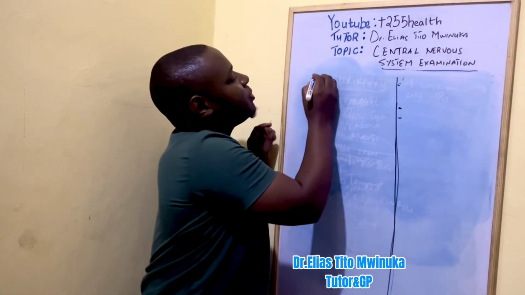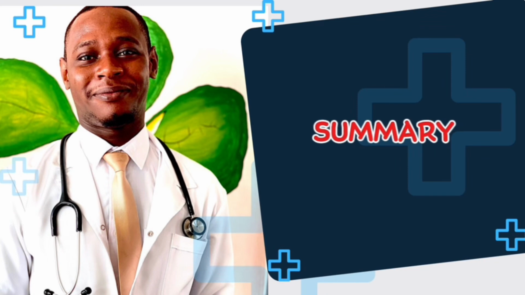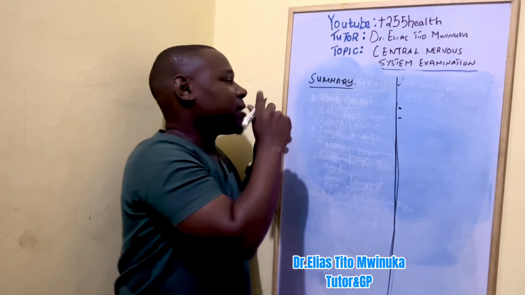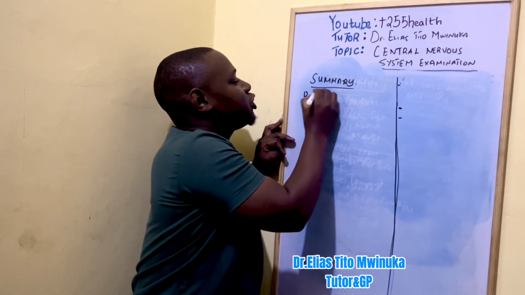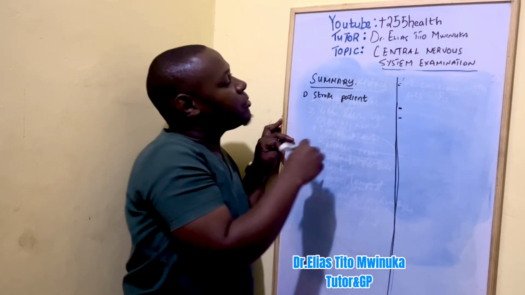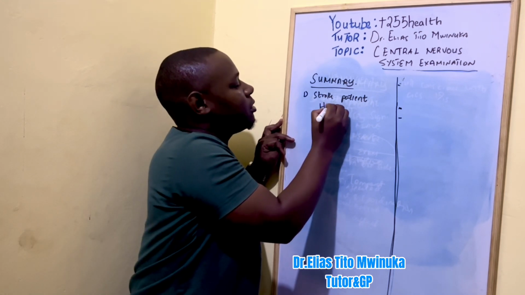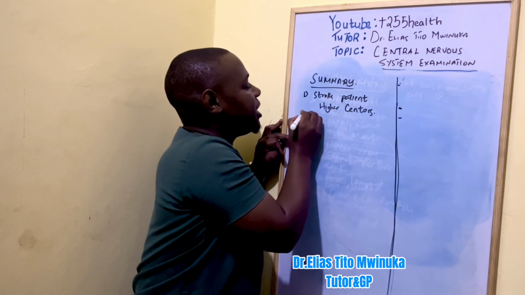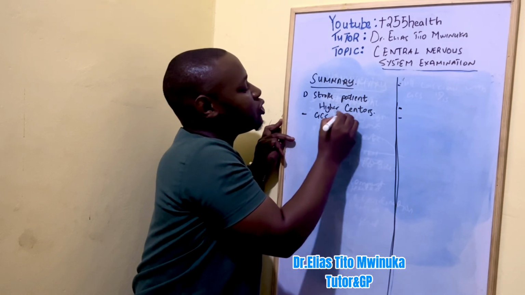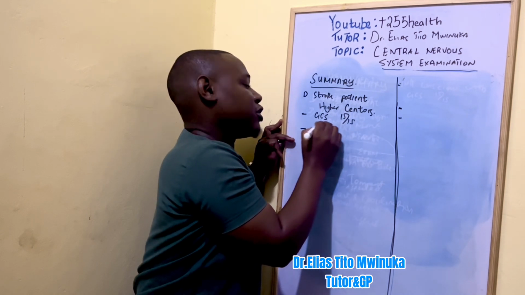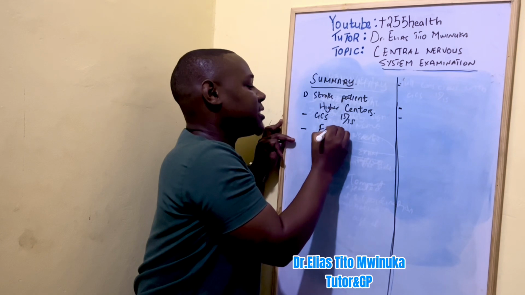Yeah, so ladies and gentlemen, we're going to finish it up with a summary. It's very important for you to show us the summary and the findings that you have found on the central nervous system examination. So for example, we have a patient who is a stroke patient. Maybe upon reviewing the higher centers, you found the following abnormalities. Your patient has a high level of consciousness, 15/15. On the cranial nerve examination, facial nerve affected.